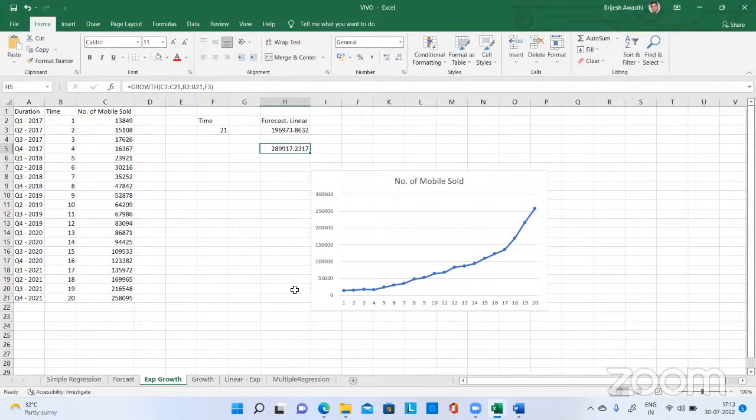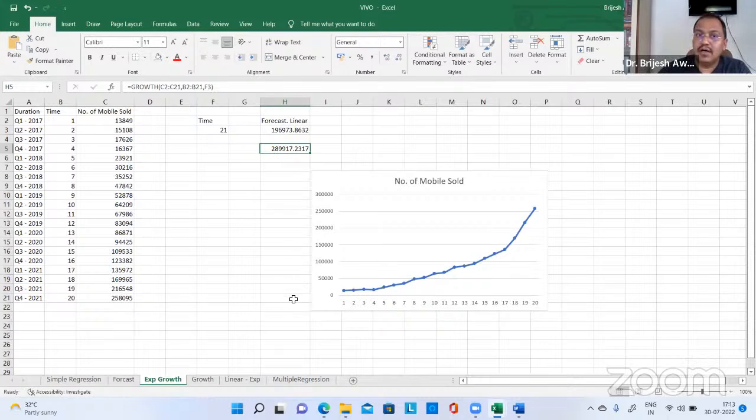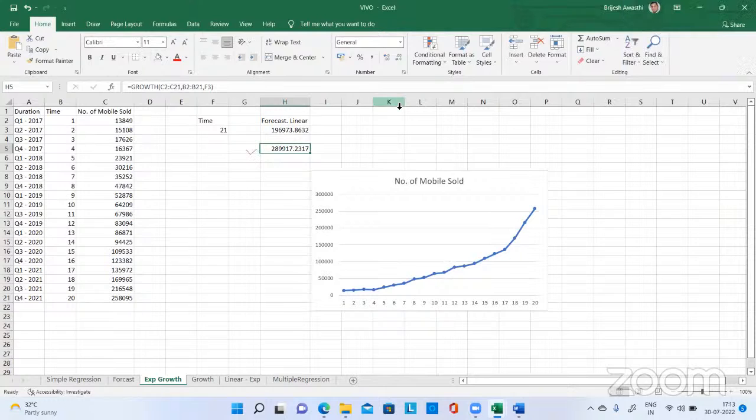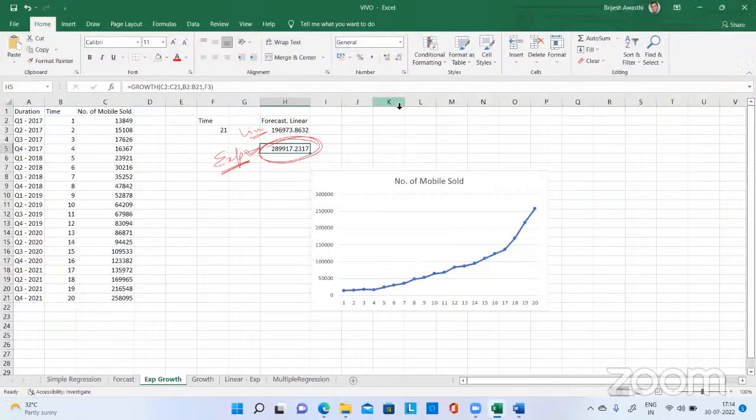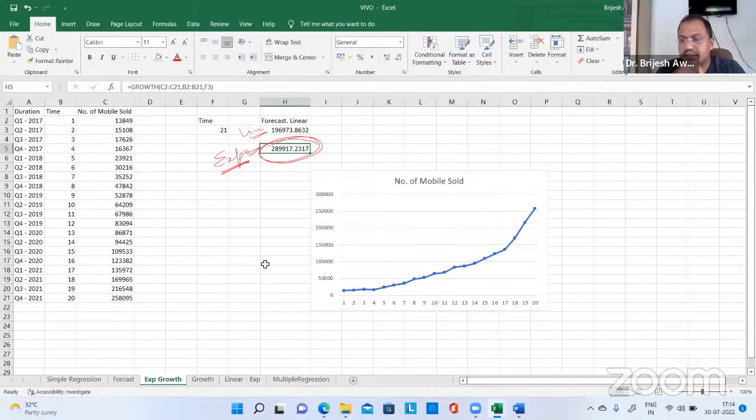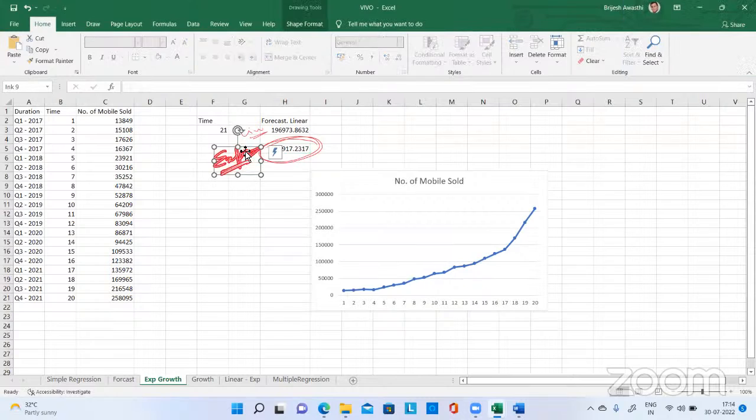So if I'm talking about this prediction, which one is correct, linear or exponential? GROWTH. This is based on exponential, and this is based on linear. So which one is correct? Right. So these are some functions which are directly available in Excel, and you can use them for forecasting purposes. I hope it is clear to everyone.